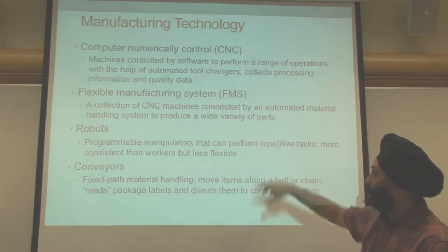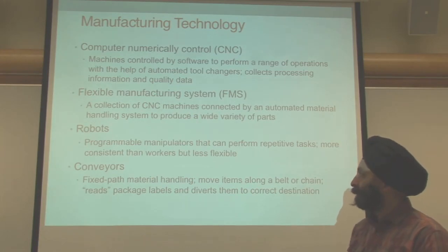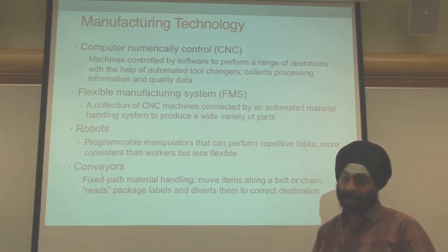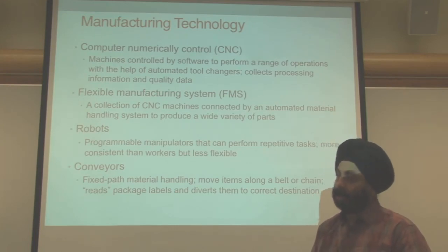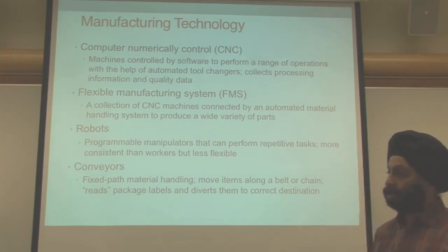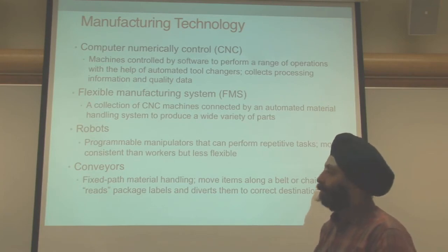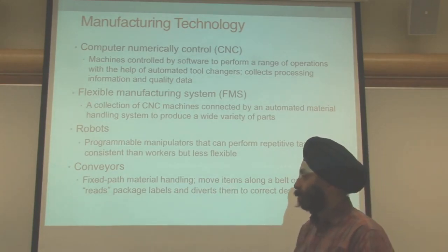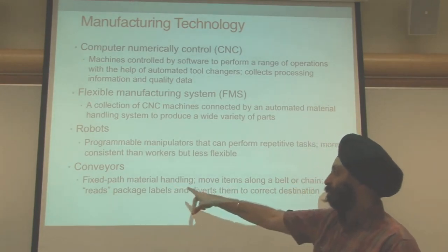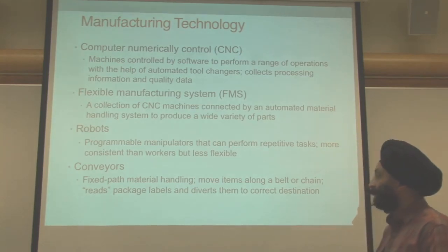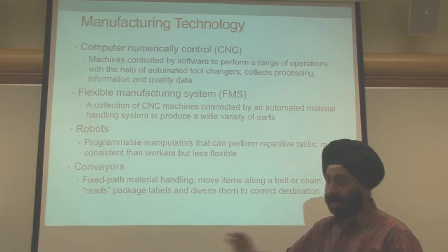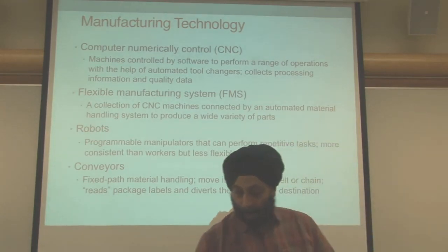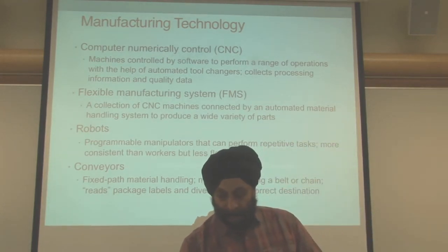Programmable manipulators that can perform repetitive tasks, more consistent than workers and less flexible, but at the same time, they can be used in conditions which can adversely affect human beings, so you can use robots in that case. Conveyors, fixed path material handling, move items along a belt or chain, and it reads packages, labels, and diverts them in the correct direction, in this case, for storage and handling.